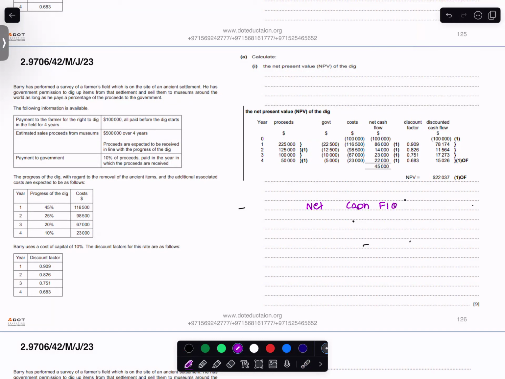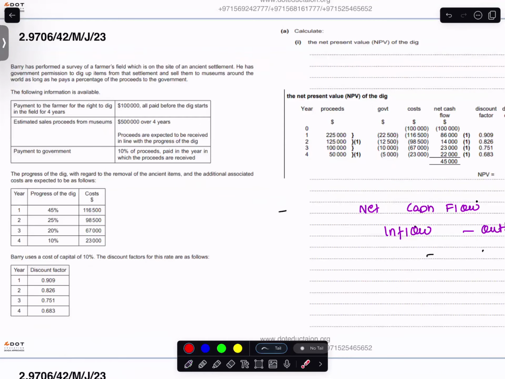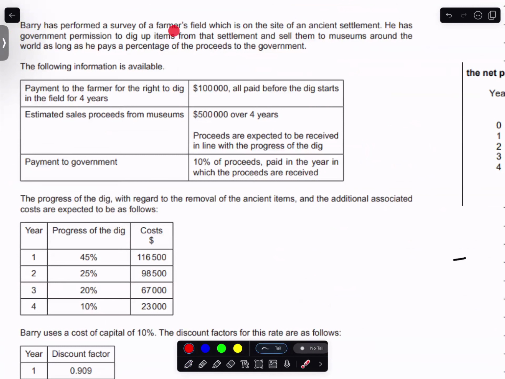And how do you get the net cash flow? You get the net cash flow by inflow minus outflow. Okay. So Barry has performed a survey of a farmer's field which is on the site of an ancient settlement.